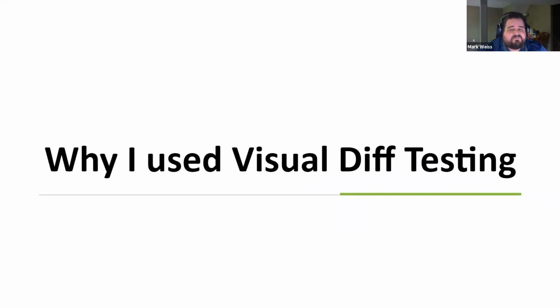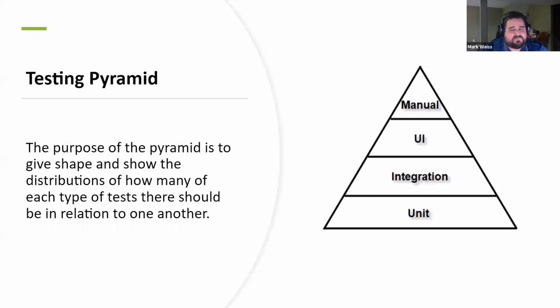So you might be happy doing all the testing you do at your regular job, but for me, I was missing something. And what happened? Why did I think I needed to use Visual Diff testing? So can I get a show of hands? Okay, maybe not a show of hands, but who has seen this testing pyramid before? It's this little triangle. Oh, I see Tina, the only one with their camera on, which is fine.